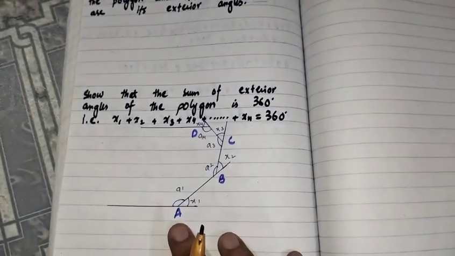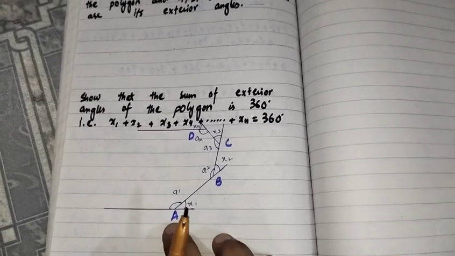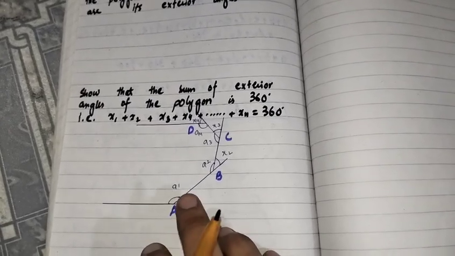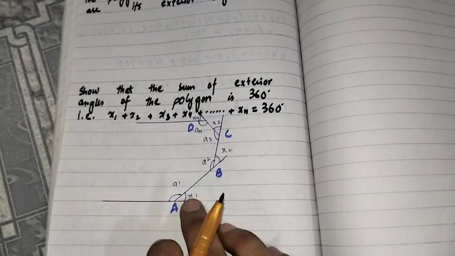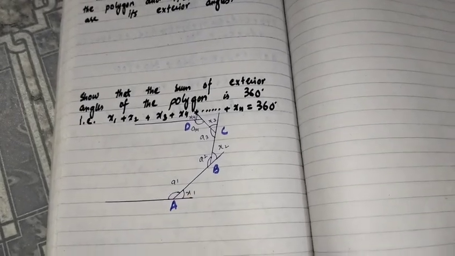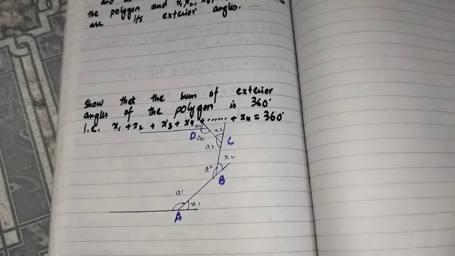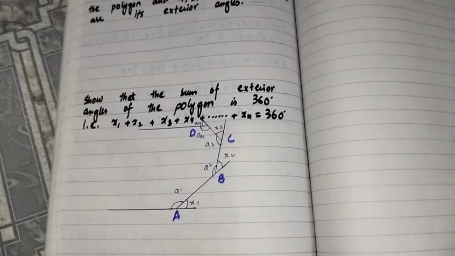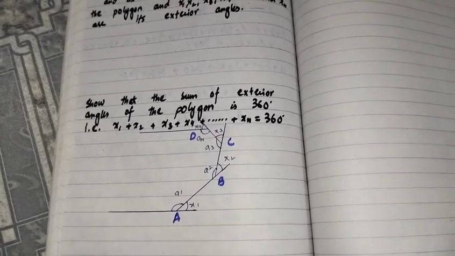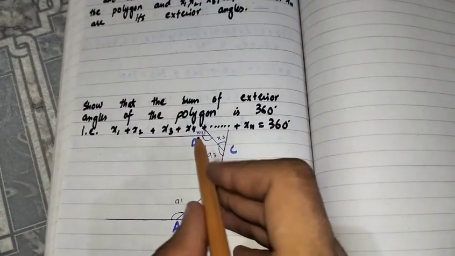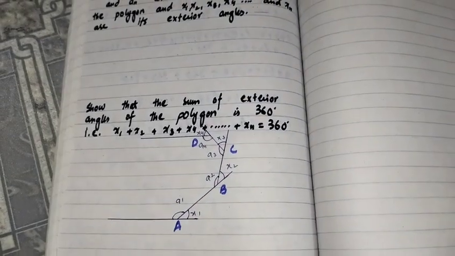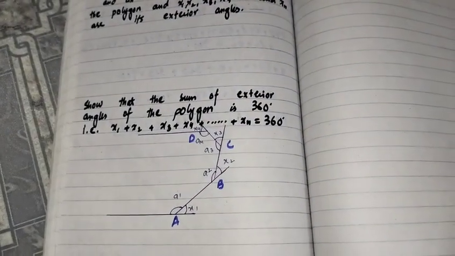At this point we know that the interior angle and the exterior angle will make 180 degrees, meaning that A1 plus x1 will make 180 degrees. At point B also A2 and x2 will make 180 degrees, A3 and x3 will also make 180 degrees, and A4 and x4 will also make 180 degrees.